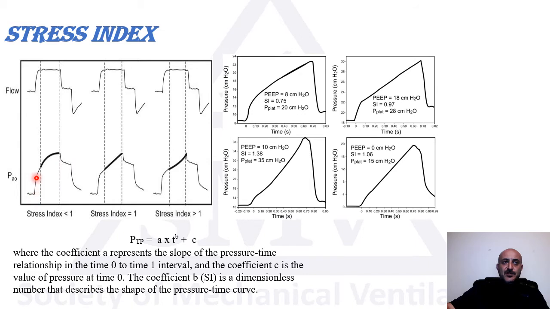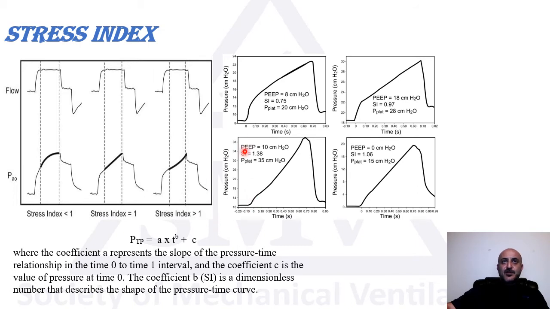So if you look here, there is this convex shape, and that correlates with the stress index less than 1. What that means is there is a continuous recruitment of the alveoli during the breath, which means that the previous PEEP was not enough. You want the stress index to be about 1, which is a straight line on the pressure time curve. And if you see a concavity like this, that's a stress index more than 1, meaning that there was some hyperinflation of the alveoli because of too much PEEP.